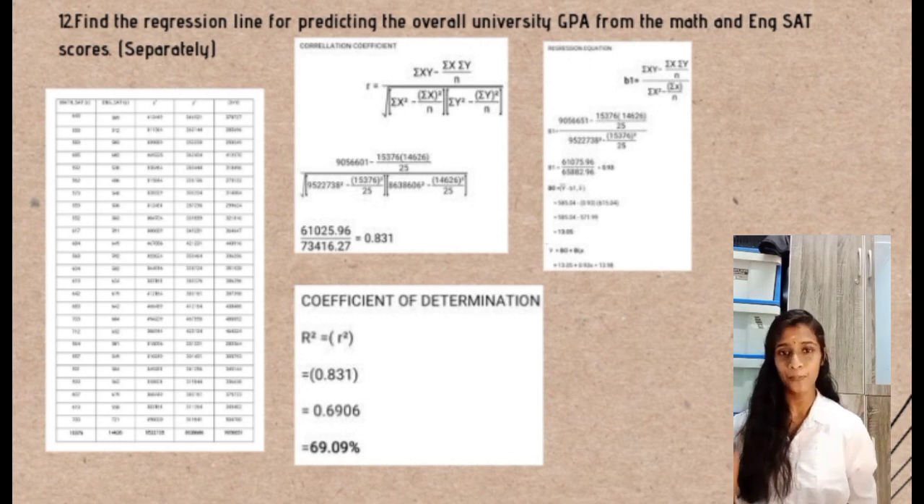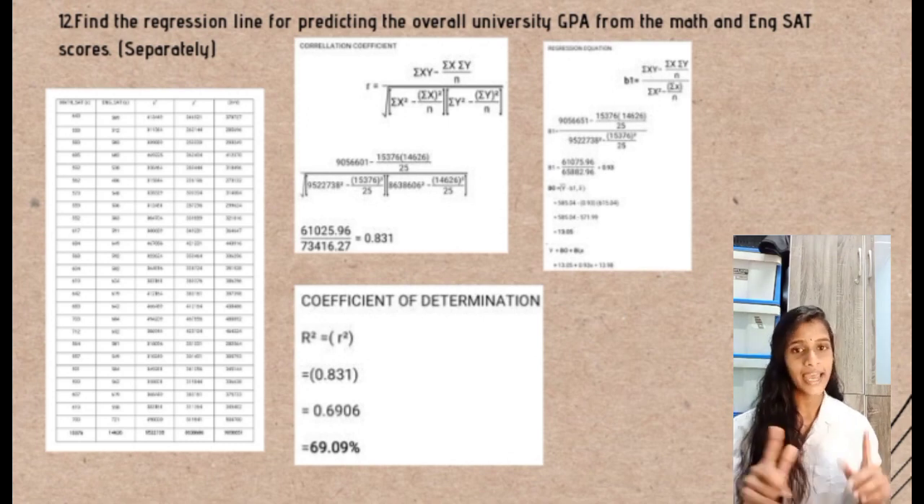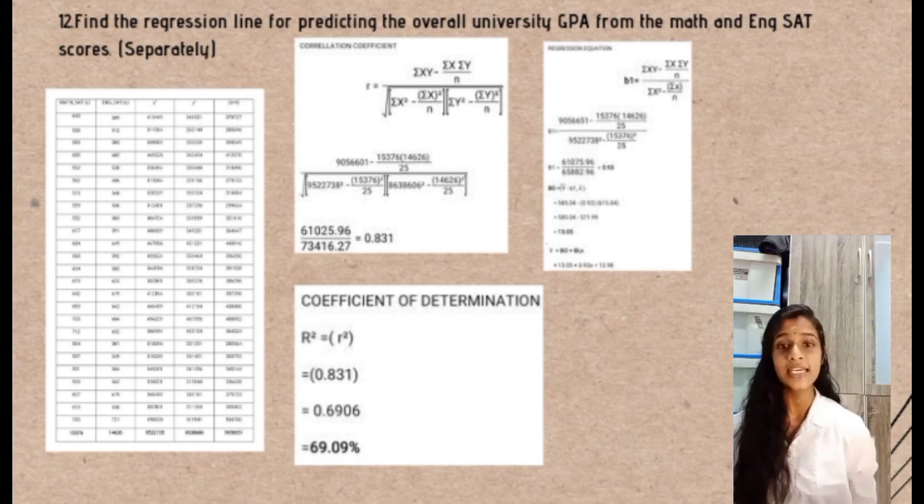In total, we have Y equals B0 plus B1 times x, which is 13.05 plus 0.93, and in the bracket we put 604. In total we will get 574.77.